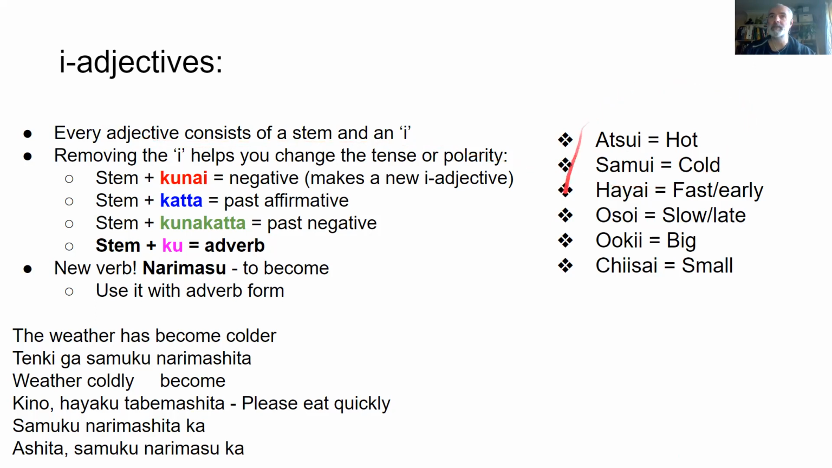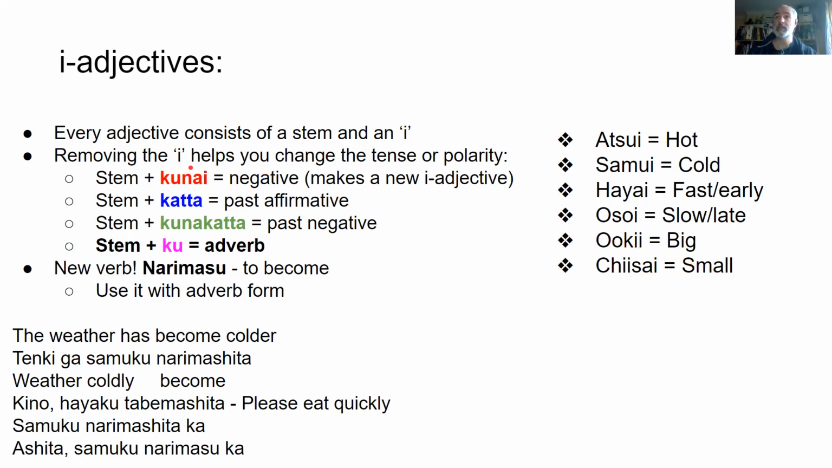So I've written some example i-adjectives up here. These are ones which you should try and memorize because they are almost certainly the most commonly used. And if you remember how to inflect these, then it's really easy to remember. And they all inflect the same way. So atsui, hot, samui, cold, hayai, fast or early, osoi, slow or late, okii, paying attention to the long vowels for big, and chiisai, again, paying attention to the long vowels for small.